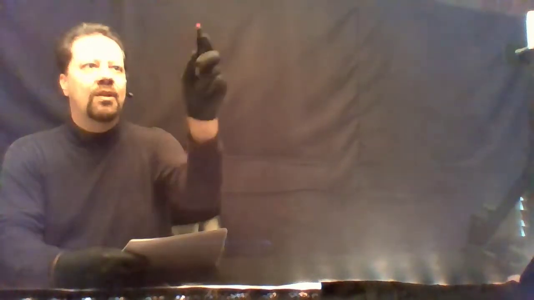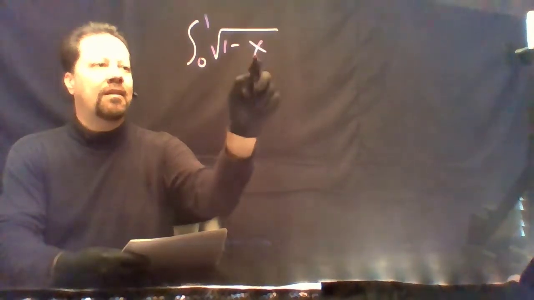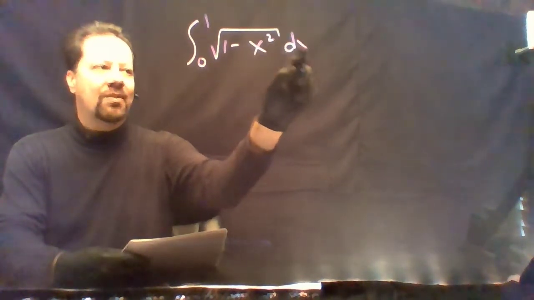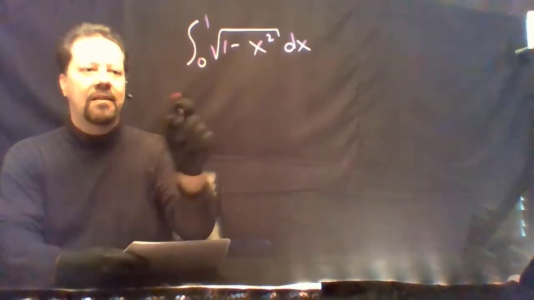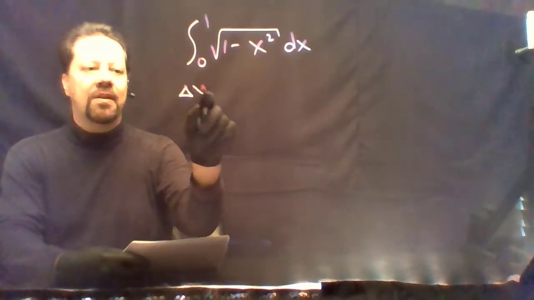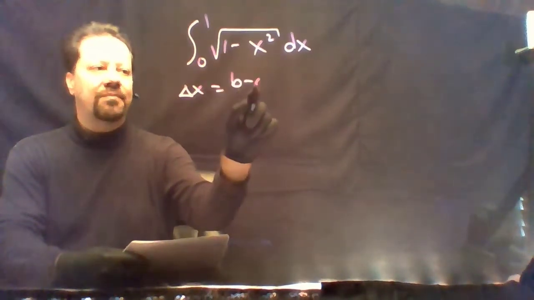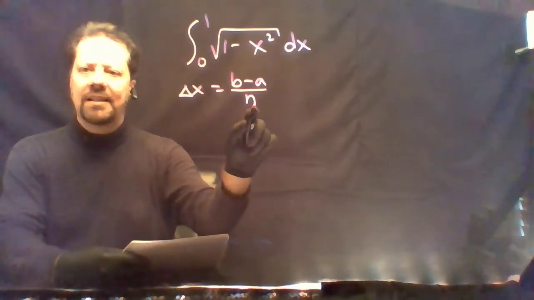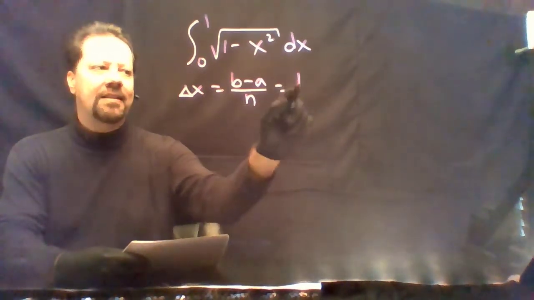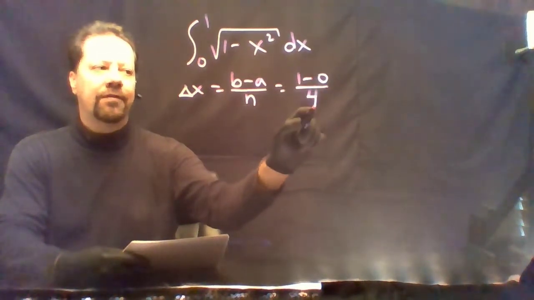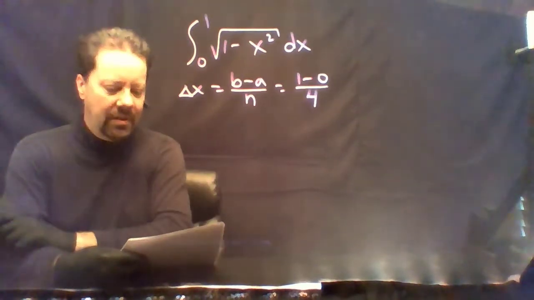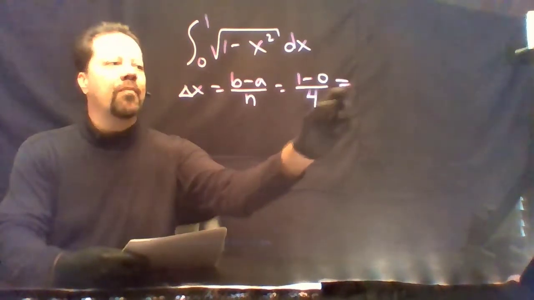On the next problem, we are asked to use Simpson's rule with n equals 4 to approximate the integral from 0 to 1 of the square root of 1 minus x squared dx. The formula starts with delta x. Delta x is b minus a over n. In this case, that's 1 minus 0 over 4, since we're told to use n equals 4.